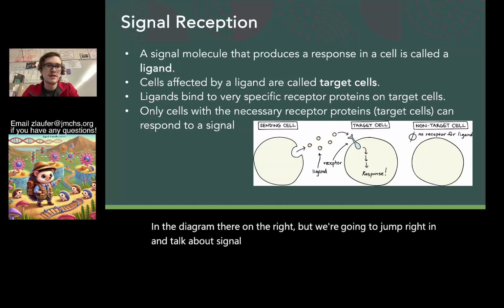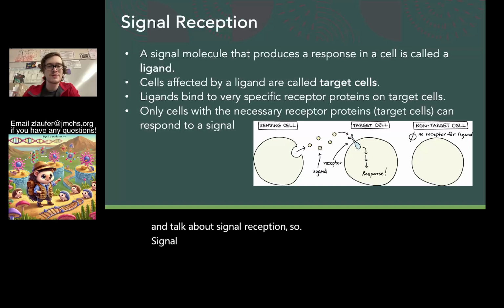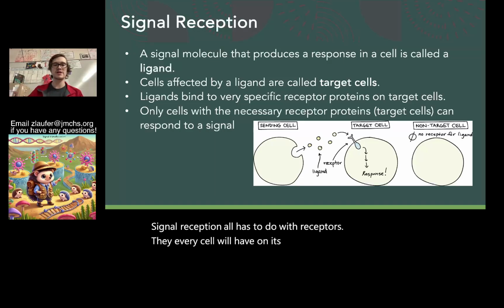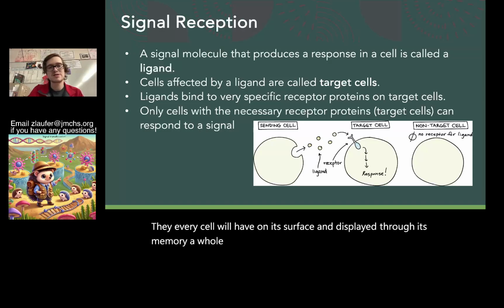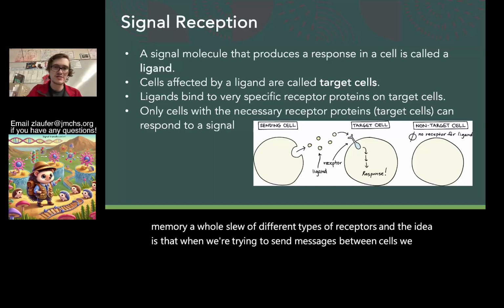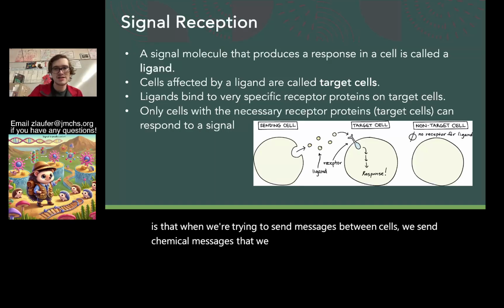So signal reception all has to do with receptors. Every cell will have on its surface and displayed through its membrane a whole slew of different types of receptors. And the idea is that when we're trying to send messages between cells, we send chemical messages that we call ligands, and they will actually bind to their specific receptors on the target cell.